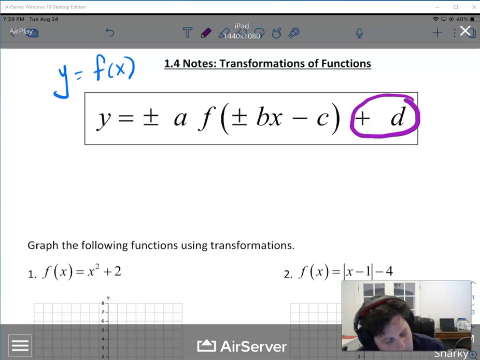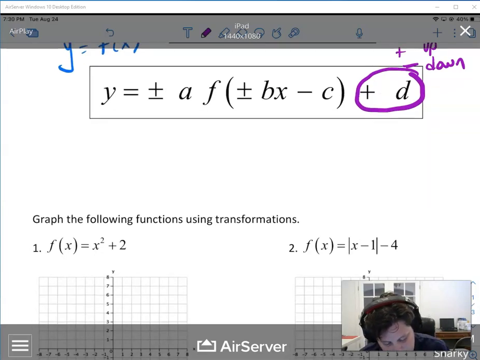Okay, here we go. This number at the end, the way this is going to transform our function is it's going to move it up or down. And it's pretty straightforward. Positive moves it up. Negative moves it down. So if I put a plus number on the end of it, like right on number 1, this is going to move it up 2. If I put a negative number on the end of it, this is going to move it down 4. So the number on the end will move it up or down.